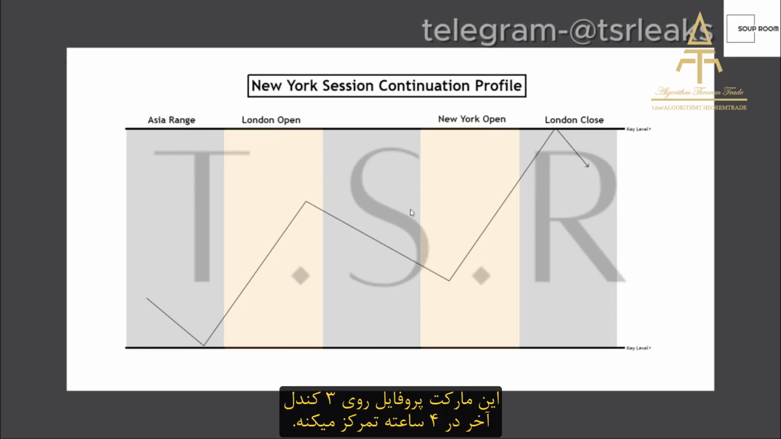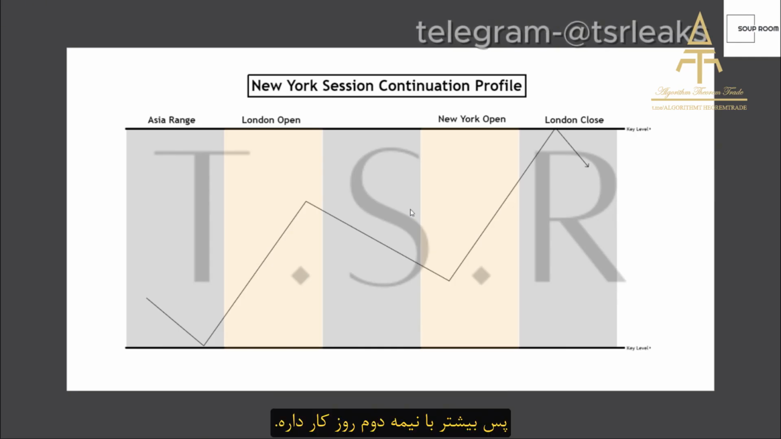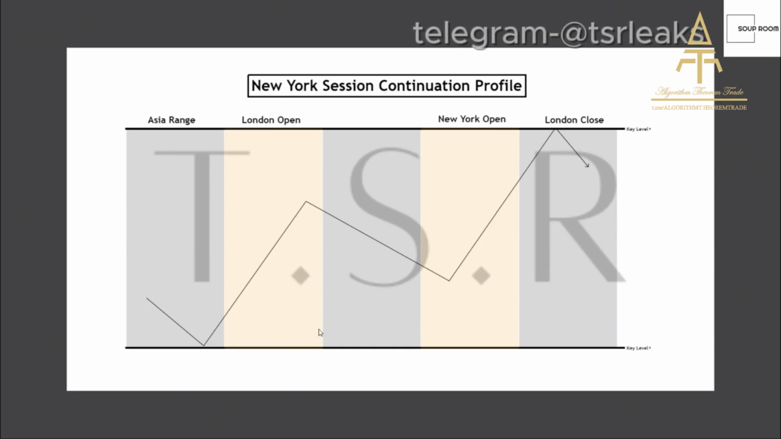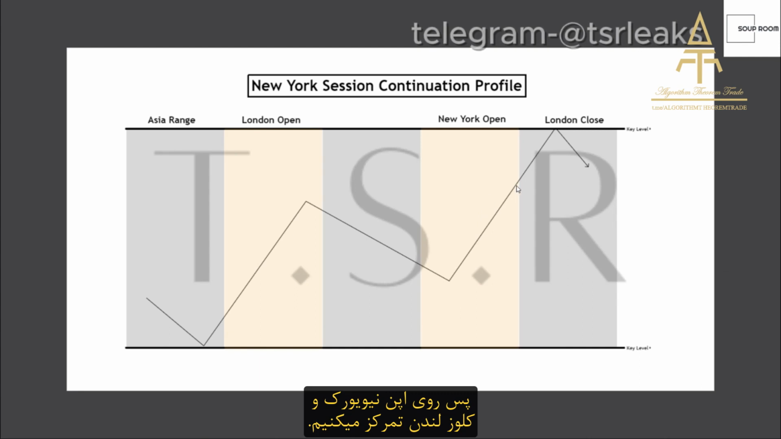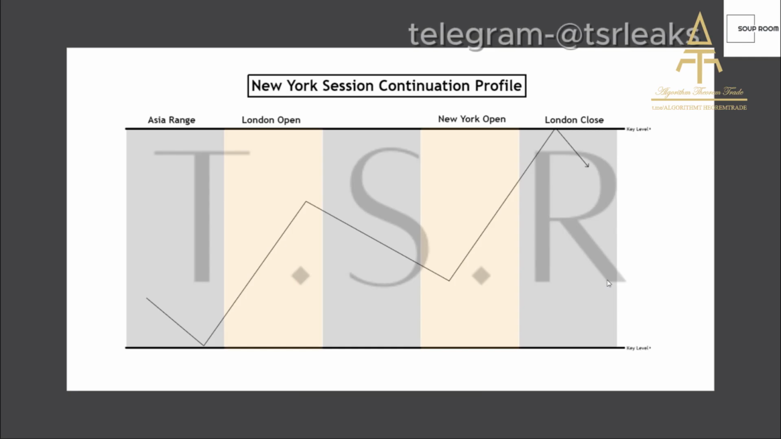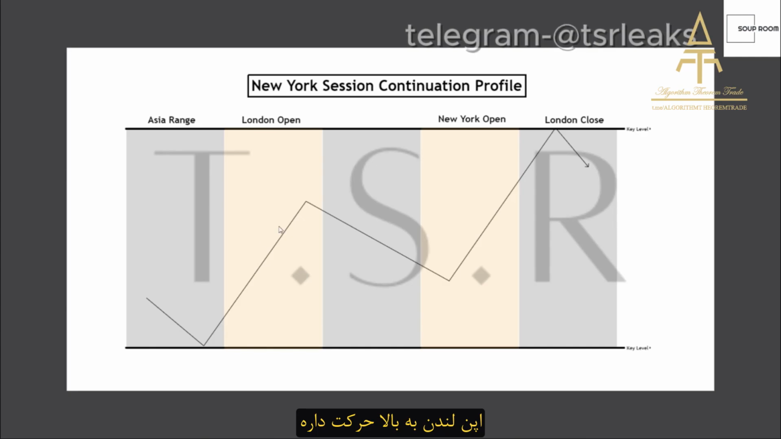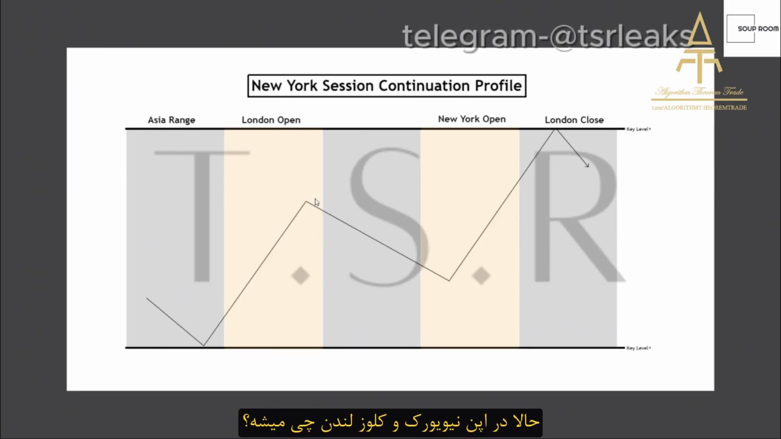So this daily market profile puts most of its focus on the last 3 hours of the, 4-hour candles of the day. Okay, so this profile focuses more on the second half of the day rather than the first half, meaning the New York Open and the London close will be the main focus of this daily market profile. Okay, so the London Open expanded to the upside overnight. Now we need to determine what will happen during the New York Open and the London close.